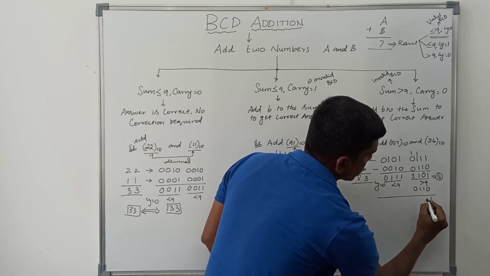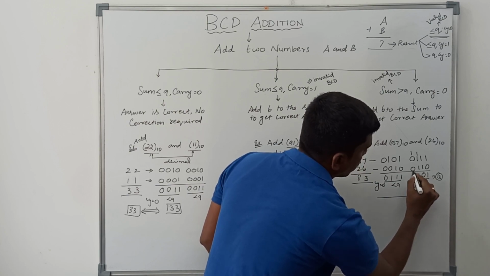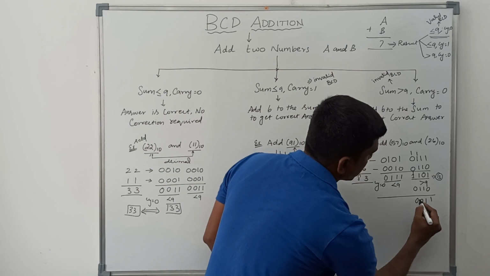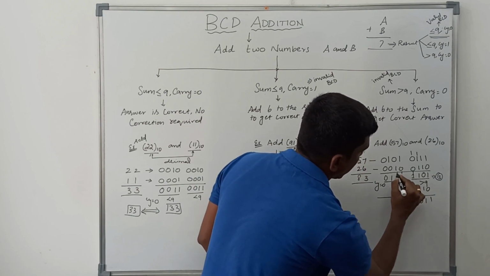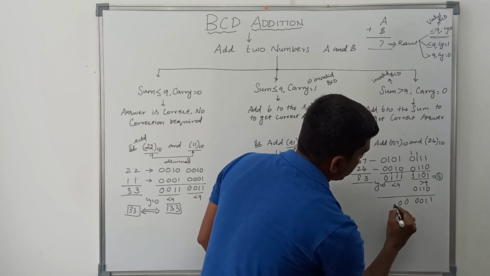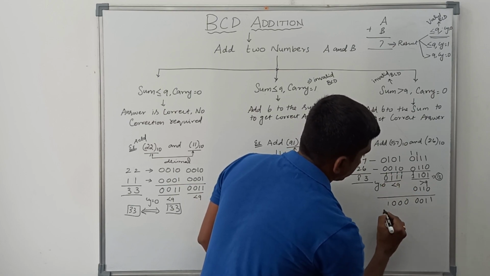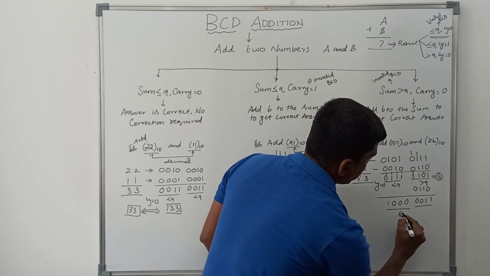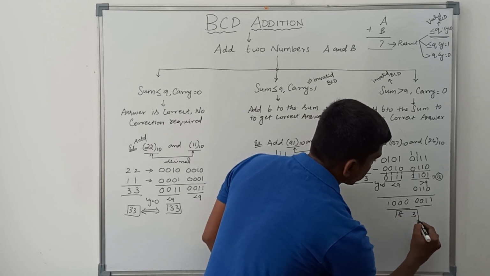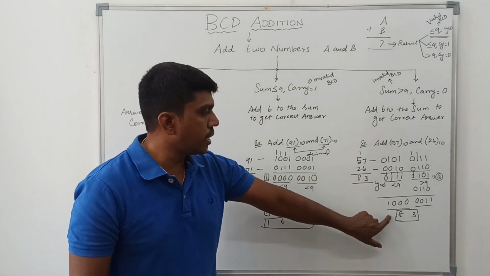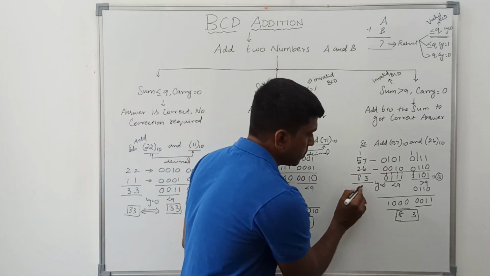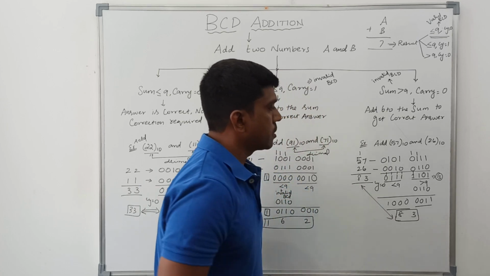Adding bit by bit, 1 plus 1 gives sum 0, carry value 1, and the carry propagates through each position. So the final answer is 83. After doing the BCD addition, the result is 83. Both results are the same.